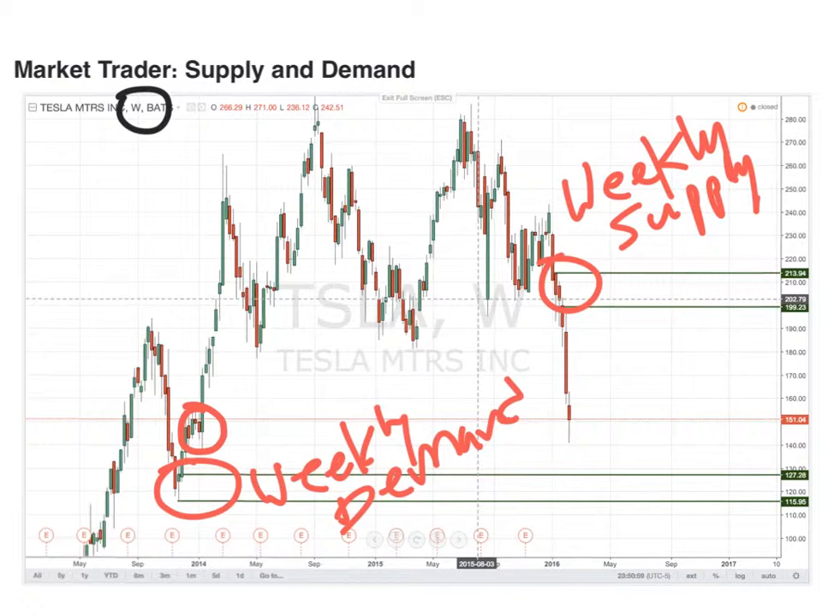So those two ranges, the supply and the demand part, form our trading range that we can expect this stock to be bouncing around in until some other new areas of supply or demand begin to form.